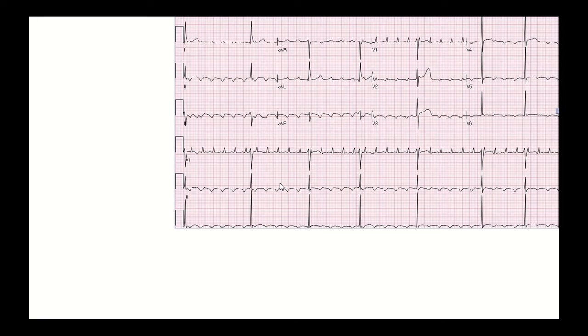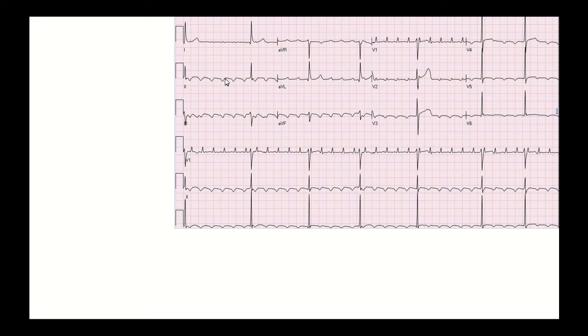Why might that be? The two primary reasons why you might have AV block at a ratio greater than 2 to 1 is either the patient has some degree of existing AV block, so maybe there was already some first-degree block or some type of second-degree block, or maybe we've given the patient rate-controlling agents that are causing the ventricular rate to slow down.